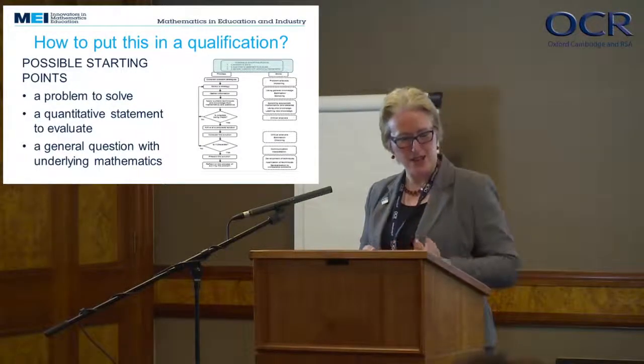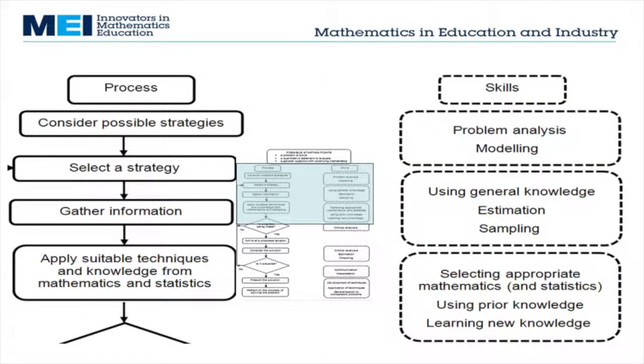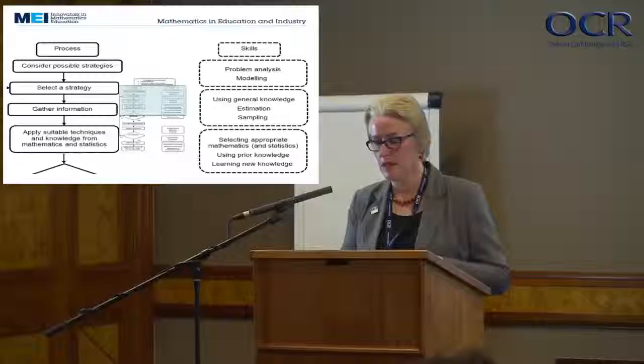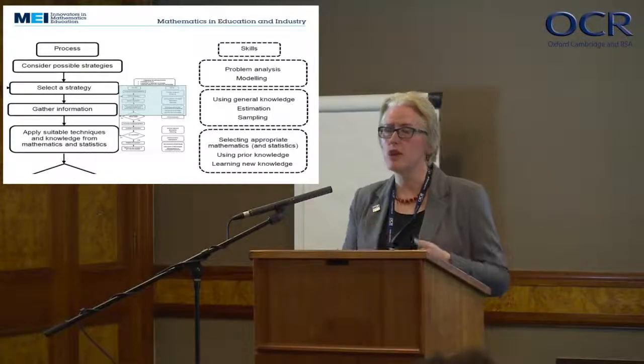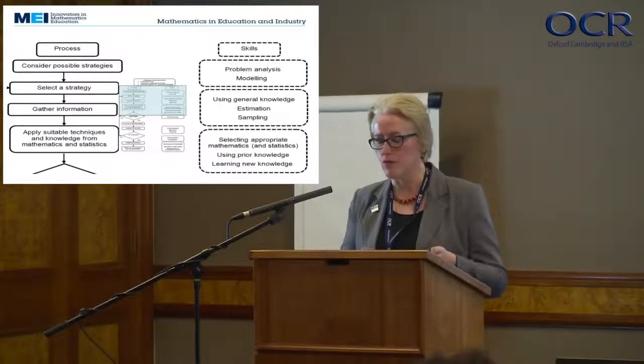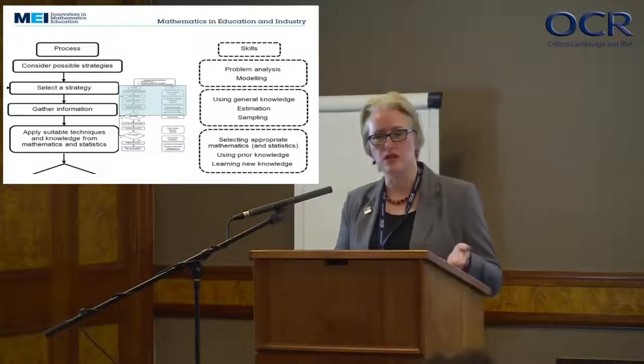The next bit that's shaded in on the diagram is two columns, one that looks at the mathematical processes that students are going through and one that looks at the skills that they're using in doing those processes. So, if you're working with students and they've got stuck somewhere, have they thought of any strategies that they might use?